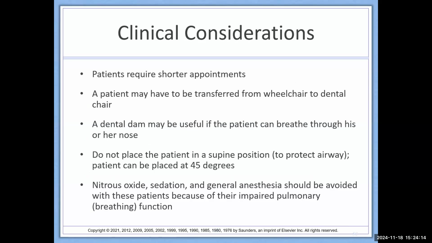So what are the clinical considerations of these neuromuscular disorders? Well, once again, 45 degrees is their angle when you place them in the chair. Shorter appointments. It has to be accessible, wheelchair to the dental chair. A dental dam. And we have to consider that they may have impaired pulmonary or breathing function, so we have to avoid the use of nitrous or general anesthesia.